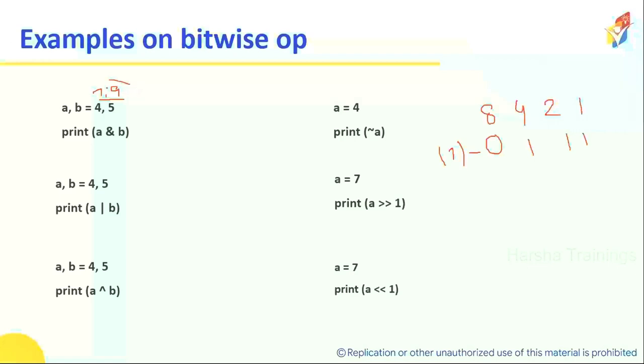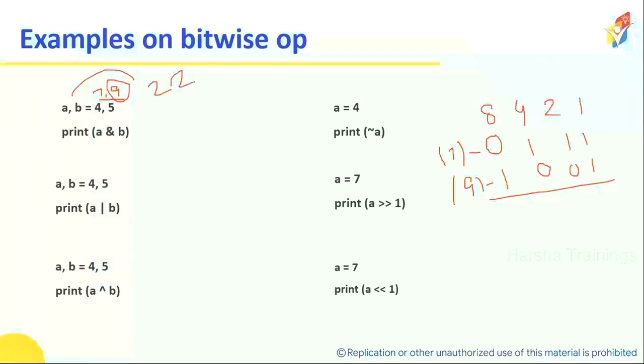What is the binary for 9? Binary for 9: 8 will be 1 and 1 will be 1. The remaining, these two, are zeros. Shall I call this the binary for 9? Now, for example, let us take A as 22.